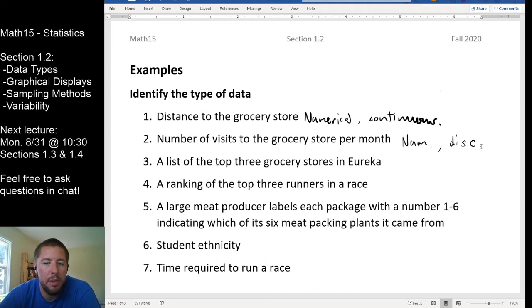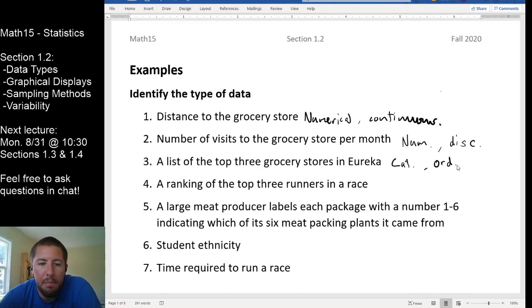Number 3, a list of the top 3 grocery stores in Eureka. When I say top 3, that's indicating to me that a ranking has been performed. In this case, the things that we're listing are the grocery stores themselves. So our variable value is the grocery store. One value that the variable might take on is Winco, and that might have a ranking relative to the other grocery stores. Everybody knows that Winco is the best grocery store that's ever happened, clearly at the top of the list. Since the data that we're collecting is the name of a store, that should be categorical or qualitative. And we're talking about an ordering of those things, so this should be ordinal because it is a ranking.